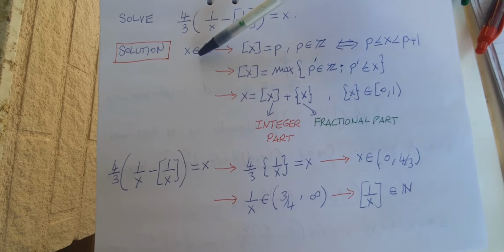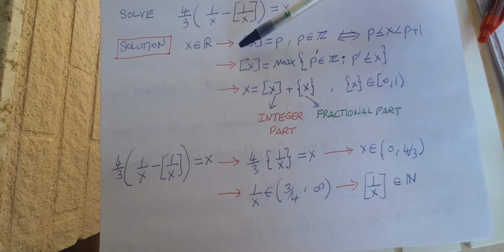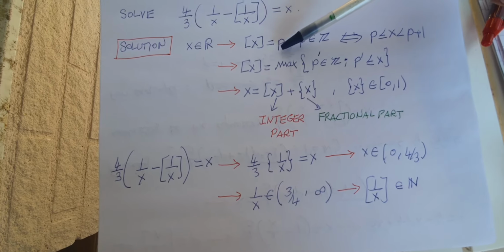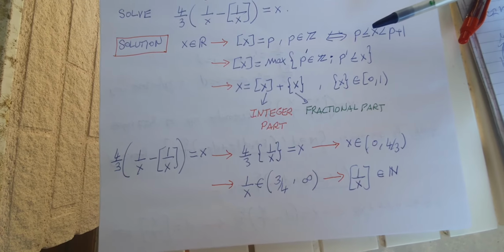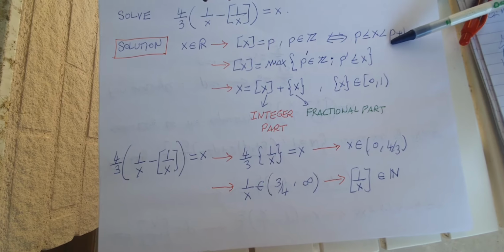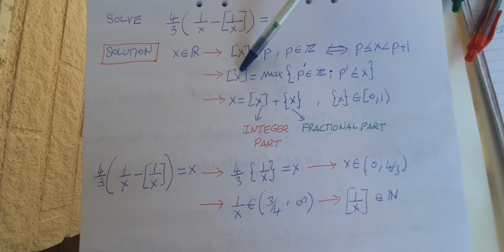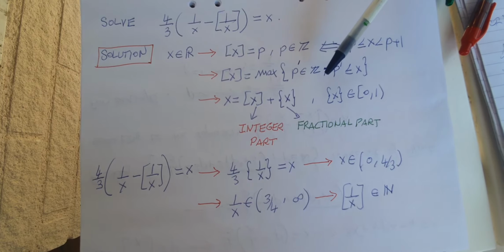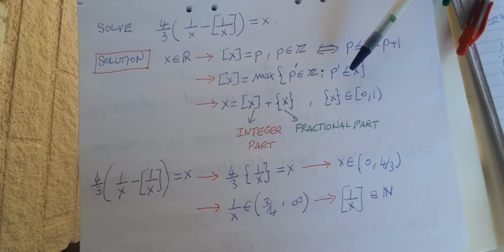For any real number x, the integer part of x is an integer p such that x belongs to this interval. In other words, the integer part of x is the greatest integer such that it is less than or equal to x.